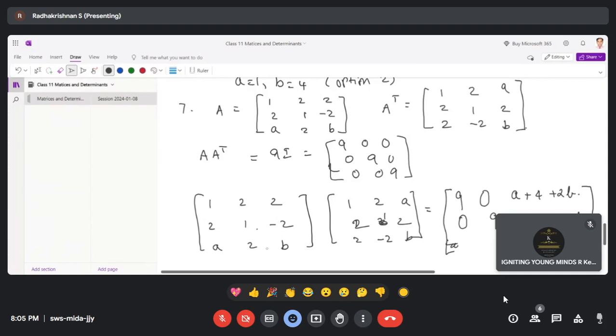a plus 4 plus 2b. Next, 2a plus 2 minus 2b. Next, a square plus 4 plus b square.